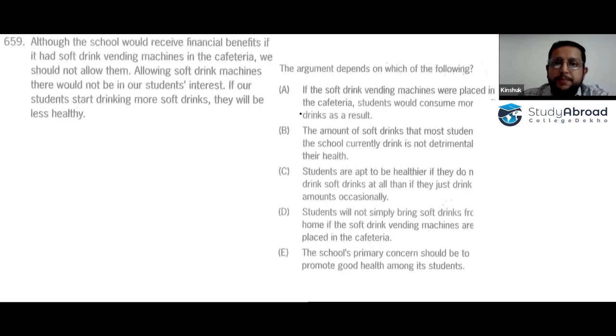Now let us find out the assumption behind this argument. So the argument says, although the school would receive financial benefits if they had soft drink vending machines in the cafeteria, the author says that they should not allow them. The soft drink vending machines should not be allowed. For what reason? Allowing the soft drink machines there would not be in our students' interest. If our students start drinking more soft drinks, they will be less healthy, right? So the final answer for that is no. Why is that no? For a simple reason: for soft drink I'm going to use the symbol SD, more soft drink means less health. That is the idea that they are going for, right?